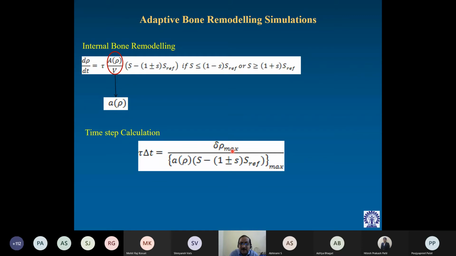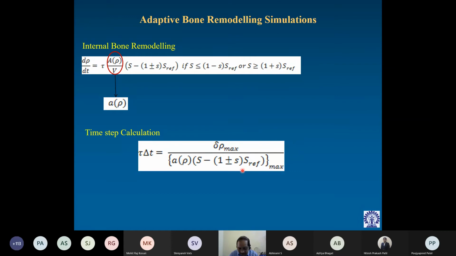So it has been taken as a value. Say if we have the maximum value of cortical bone as 1.75, so the difference 1.75 minus 0 divided by 2 can be the range, that is about 0.865, something like that, or 825, something like that. So assuming that, we can also calculate this part, a rho into s plus minus this max. So this maximum change, what will be the total time step for this maximum change to happen?